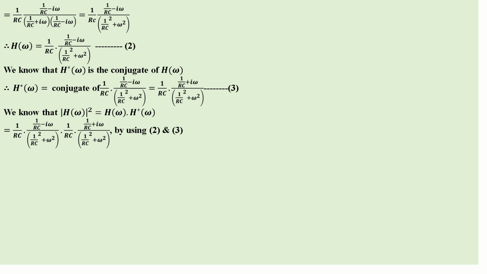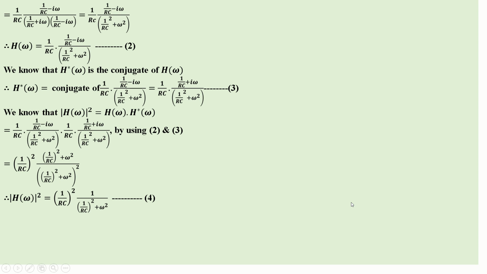In the denominator, 1 by RC square plus omega square into 1 by RC square plus omega square. So you will get in the denominator 1 by RC square plus omega square, the whole square. Cancelling one term, you will get 1 by RC square into 1 by RC square plus omega square. That is equation number 4.